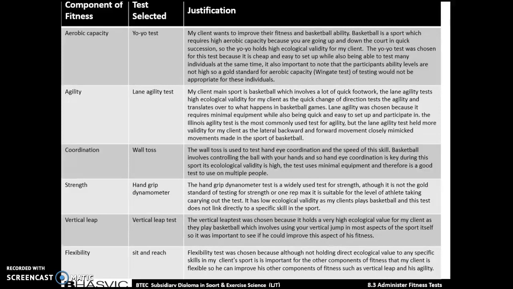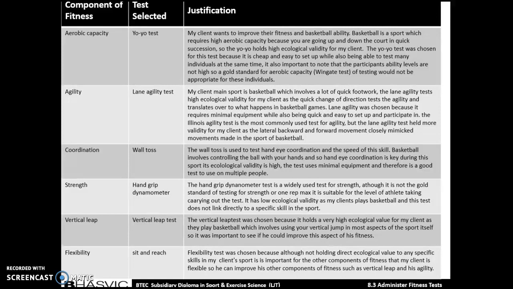So the lane agility test, my client's main sport is basketball, which involves a lot of quick footwork. The lane agility test holds high ecological validity for my client, as a quick change of direction tests his agility and translates over to what happens in basketball games.